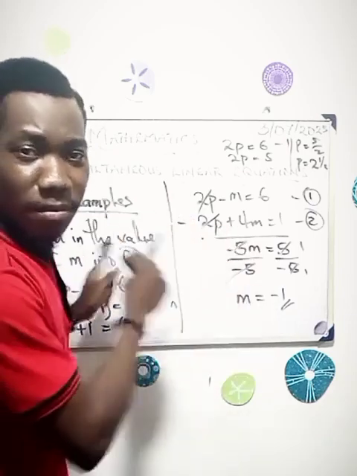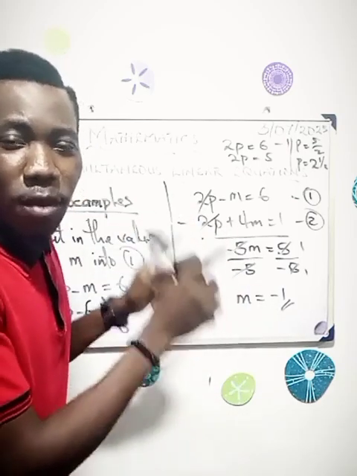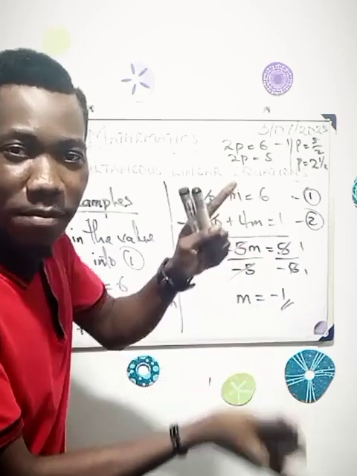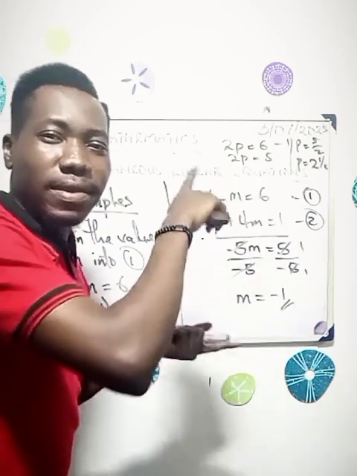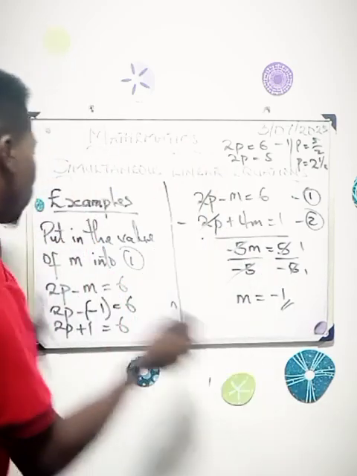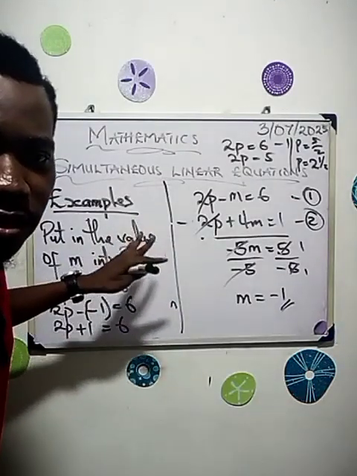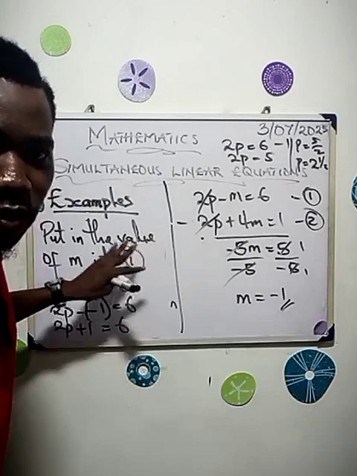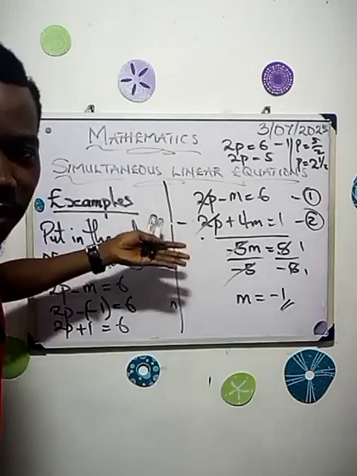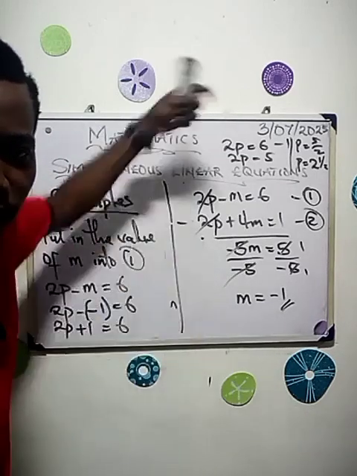Now let's solve the same pair of equations, but this time around let's eliminate m first and then use it to get the value of p. So let's do that. Let's try elimination. Exactly, that's what we want to do now. We want to eliminate m, then use the value to find the value of p.